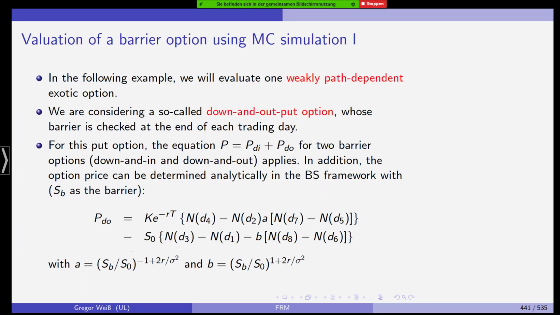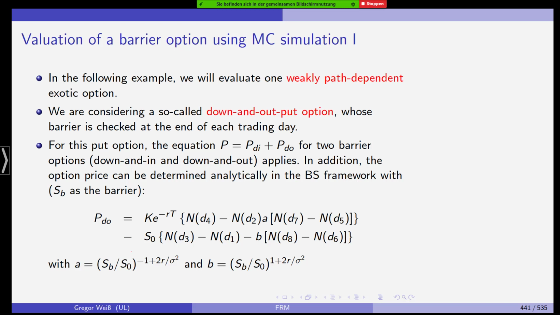Okay. Now, we can also do this for a weakly path-dependent exotic option. That is, we consider a down and out put option. And a down and out put option is a regular plain vanilla put option that becomes inactive, that becomes invalid and worthless if the stock price crosses a downward threshold. For this put option, actually, we also have a pricing formula.